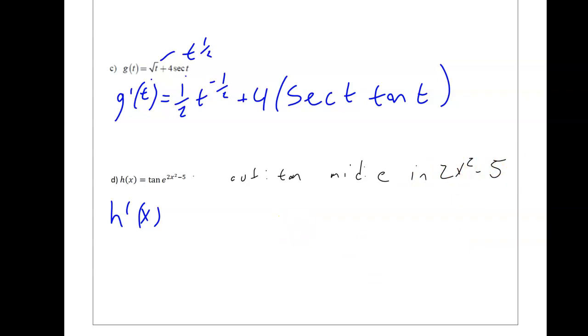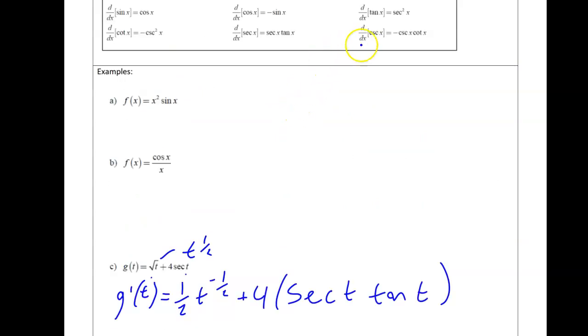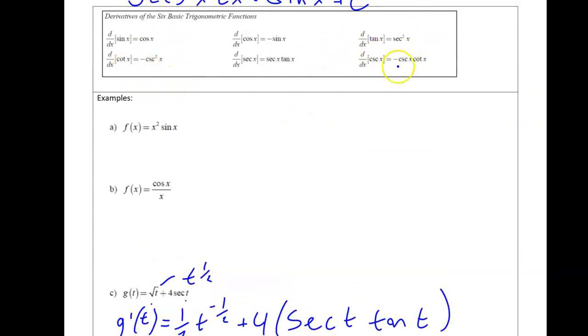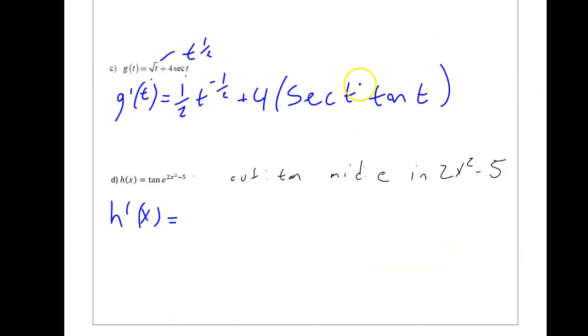So my derivative is going to be the derivative of tangent, right? The derivative of tangent here is secant squared of x. And again, I'm just looking up that rule as I need it. So I'm going to have secant squared of my entire inside, e to the 2x squared minus 5.